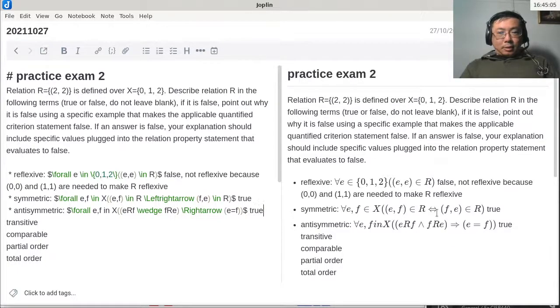Oh, am I missing a backslash? Oh, right. Yes, I'm missing the one back here. Thank you. There we go.